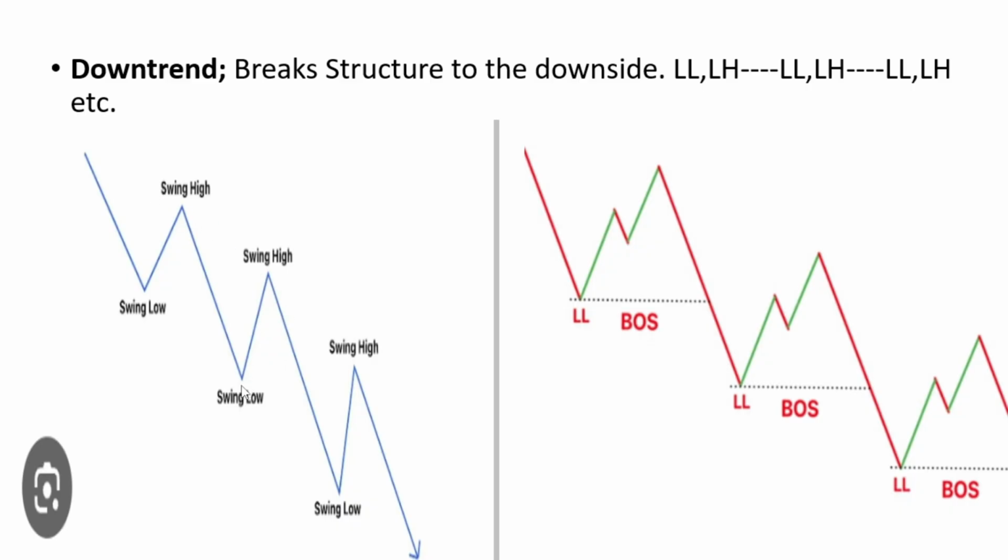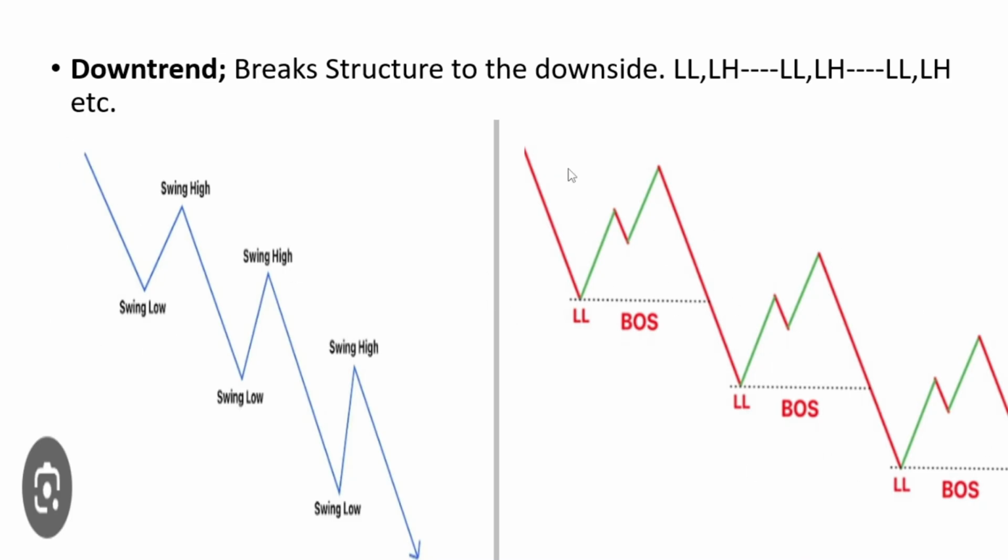Then it will break the previous low to create another lower low, and it will maintain the high that was created. So it breaks the lows to the downside and maintains the what? The highs. So it breaks the structures to the downside and maintains the previous highs. That is what we call a downtrend market structure.